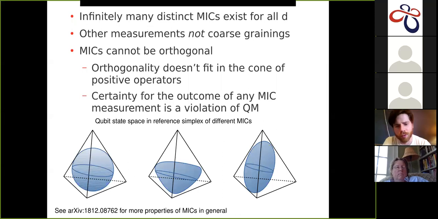Here I've drawn a few images of what it might look like if you took qubit state space and used the Born rule with three different MICs and mapped the entirety of quantum state space to a proper subset of a reference simplex. You can see the tetrahedron is a probability simplex, and each of the vertices is probability one for one outcome and zero for the others. The regions that I have drawn inside are supposed to represent the probabilities that are compatible with quantum mechanics. So you can actually study quantum state space as a subset of a reference simplex. See the arXiv listing I've written at the bottom for some more general properties of MICs.